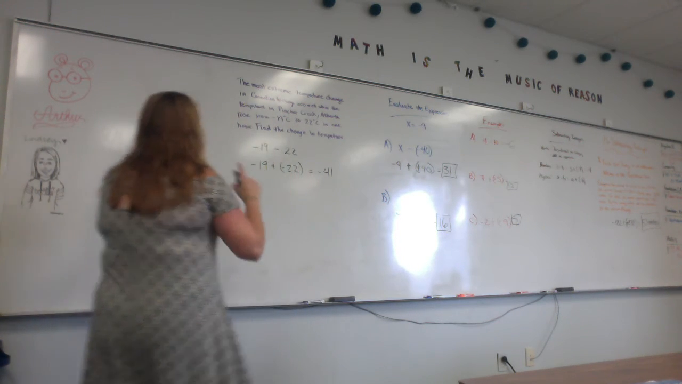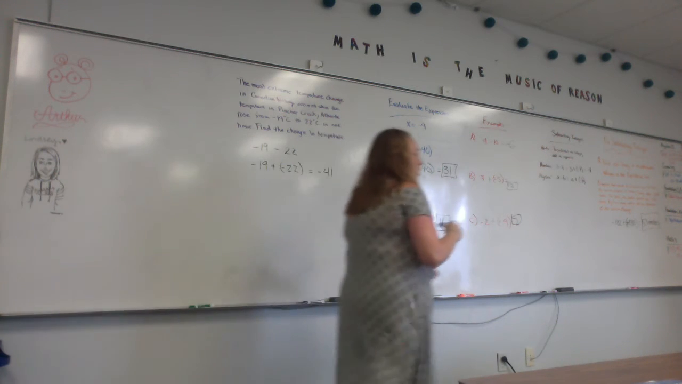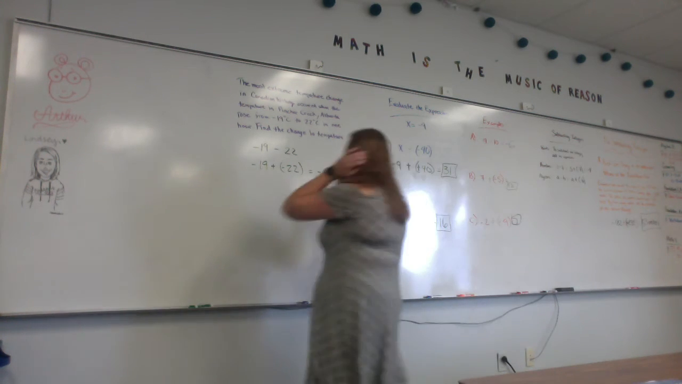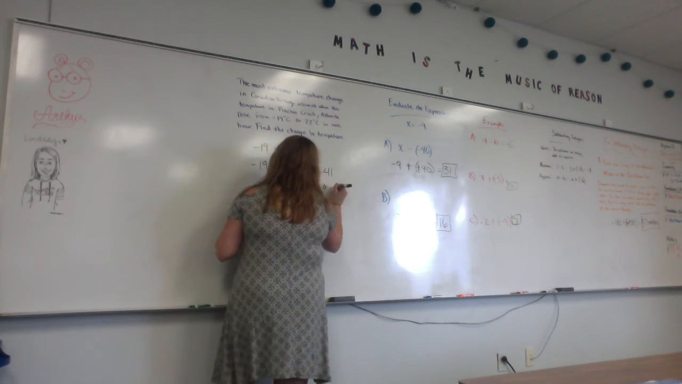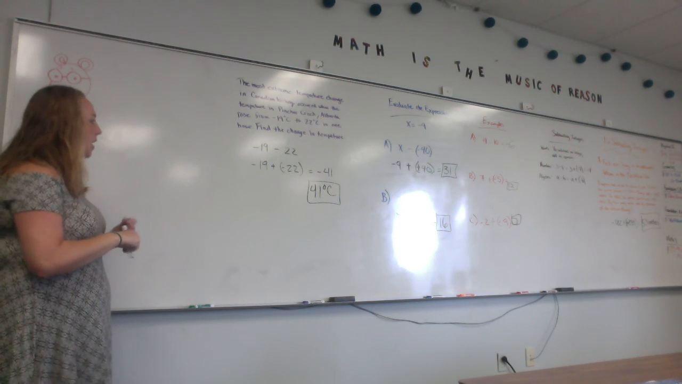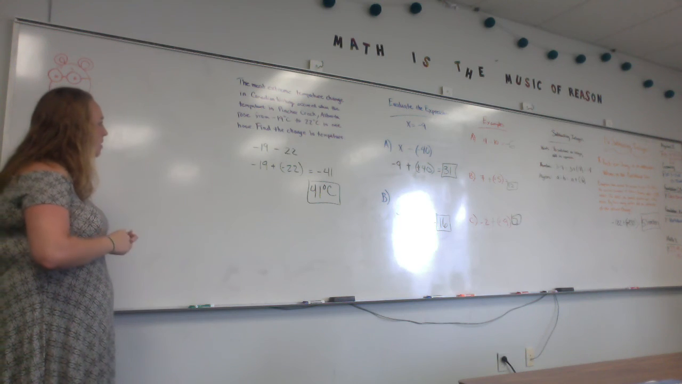So it says find the change in temperature. So is the change going to be negative degrees? No. So we know that the change in temperature is simply 41 degrees Celsius. But yes, you can set it up that way. Does that make sense? Okay. So that is good. Good job, guys. That was awesome. Thank you.